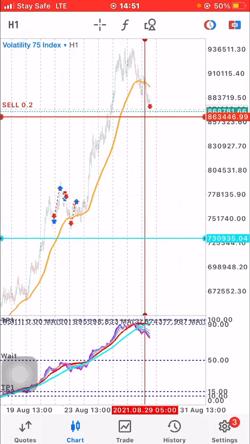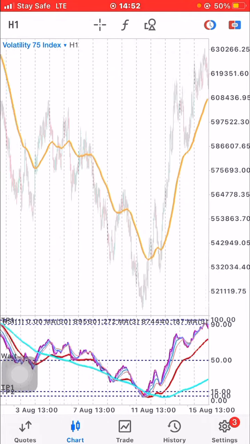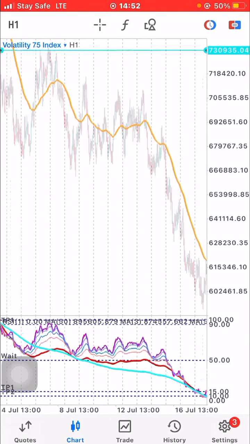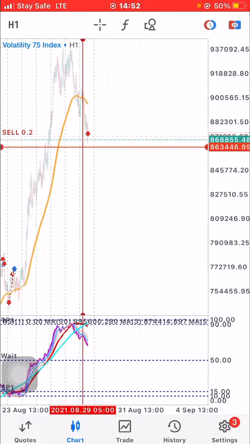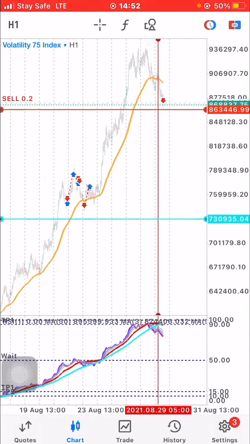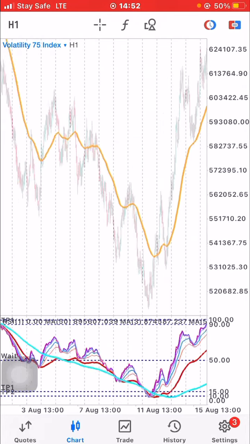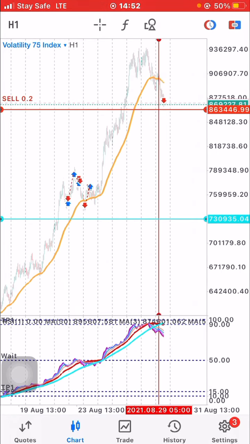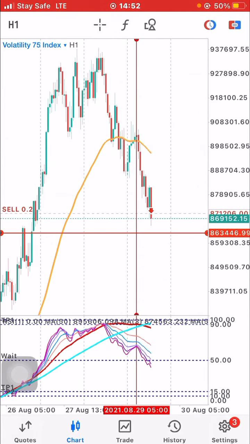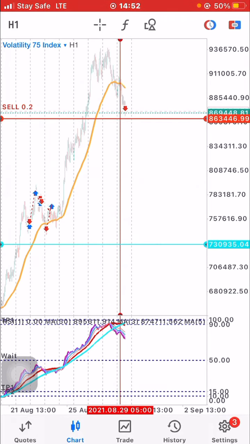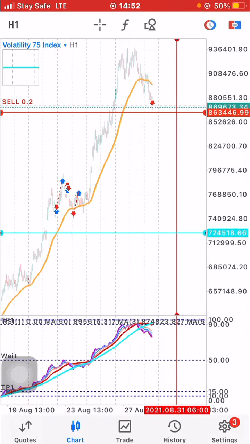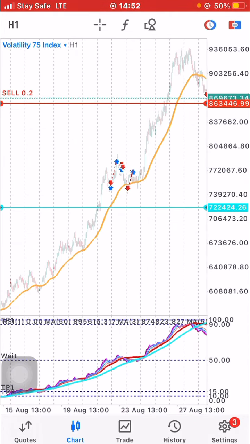So let me give you the settings for this strategy, because I have already promised to give the settings for this free strategy. If you need more free strategies on these volatility indices, kindly contact me or my support manager with your complaint. We can make a new video for you related to your problem. So let me give you the settings and the guidelines for this strategy.